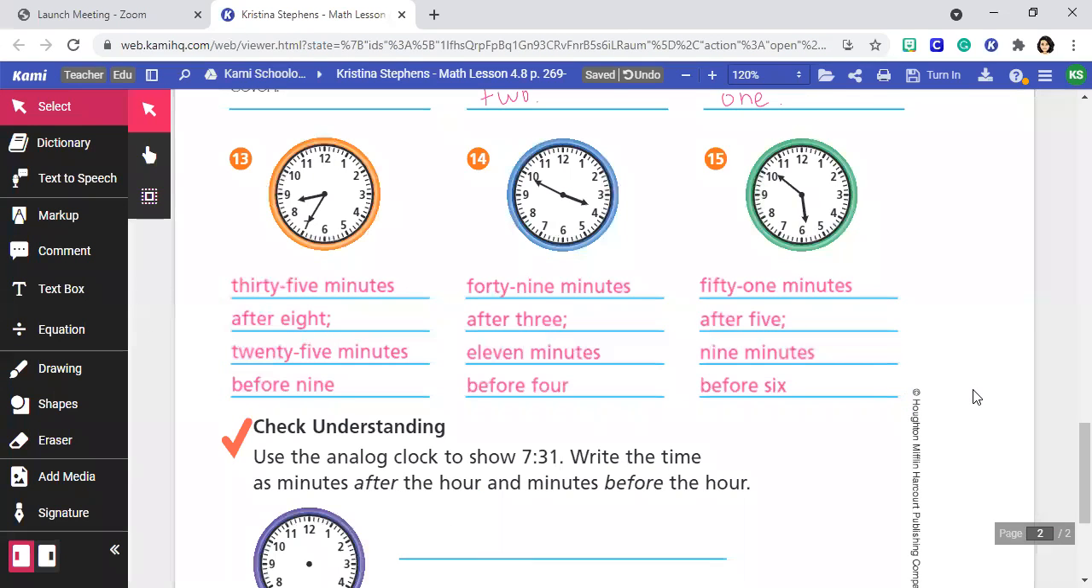All right, third graders, let's check this out. For number 13, here's what I have. 35 minutes after 8, 25 minutes before 9. Number 14, 49 minutes after 3, or 11 minutes before 4 o'clock. Number 15, 51 minutes after 5, or 9 minutes before 6.